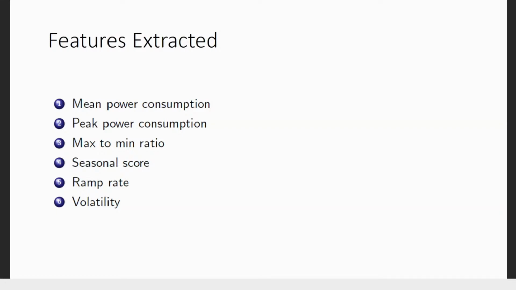Then there could be a ramp rate also, and then volatility. You can use any other feature also which you think could be of use to you. For example, you can use a standard deviation. You can also compare from one particular customer to another particular customer. So you can use it that way.